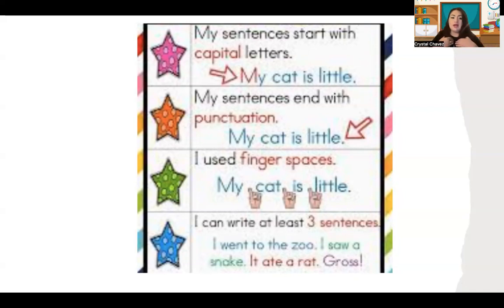Right? So if I wrote my name, Miss Chavez, the only letter that's capitalized is the C. I don't go and capitalize the Z. Okay? It's just not right in the English language. Okay?